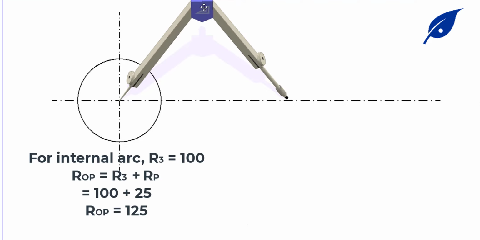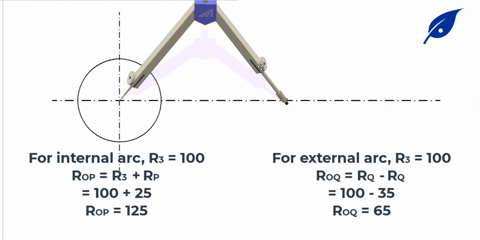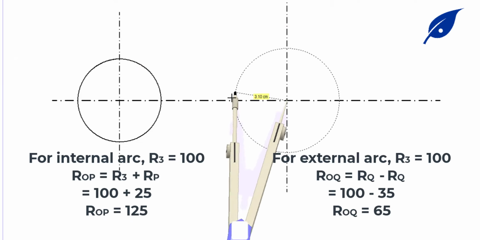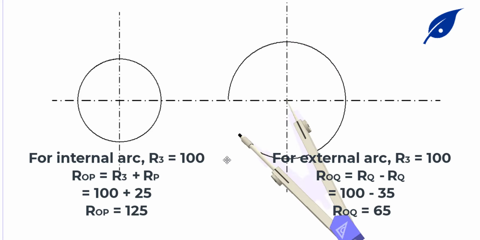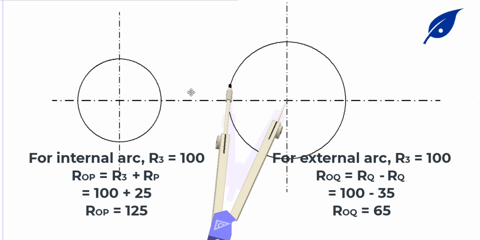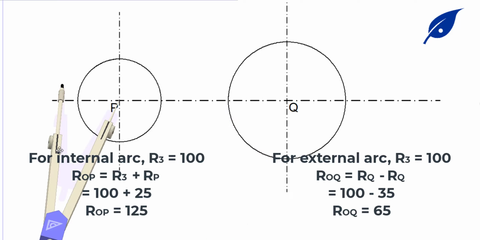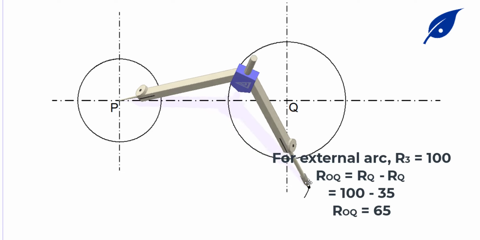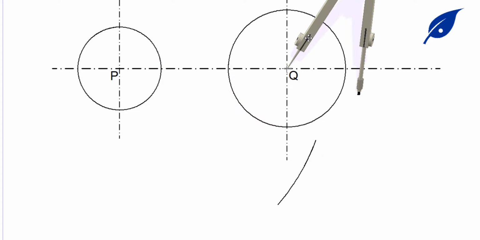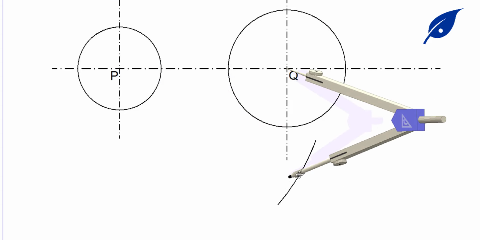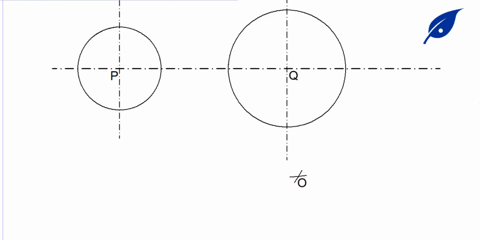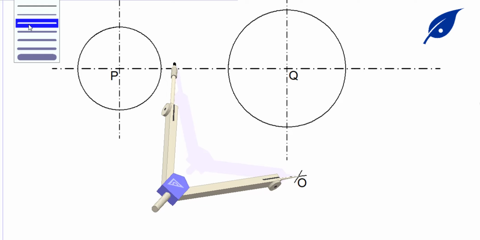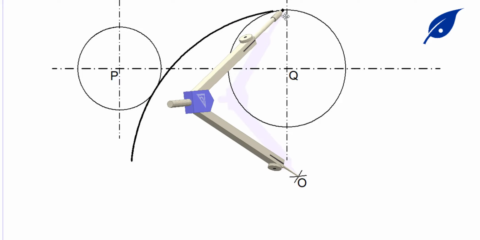So at this point we have the radii drawn, and the distance apart is 100mm. Now we have this. So this is for the internal, which is 125, and here is the calculation for 125, and ROQ is 65. With that, we'll be able to get the center of our arc, which is at O. From there, we'll put the center of our compass there, with a 100mm radius, and we describe the arc.